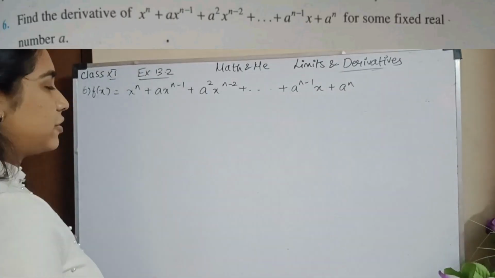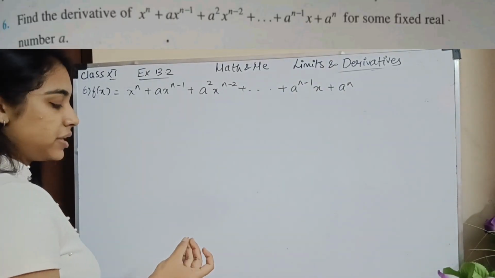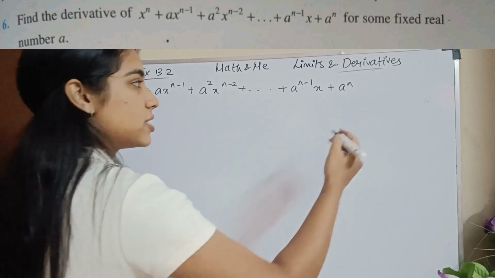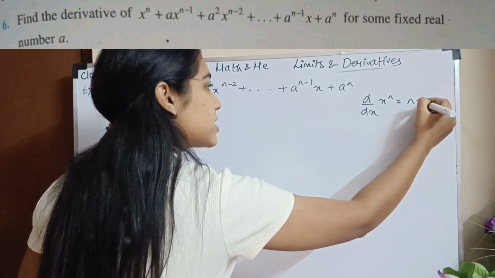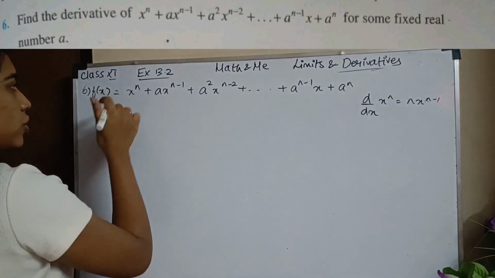Question number 6. f of x is the given function. I need to find the derivative where a is a real value or a constant. So I have d by dx of x to the n is nothing but n x to the n minus 1. Correct? Now we only need to do it term by term.